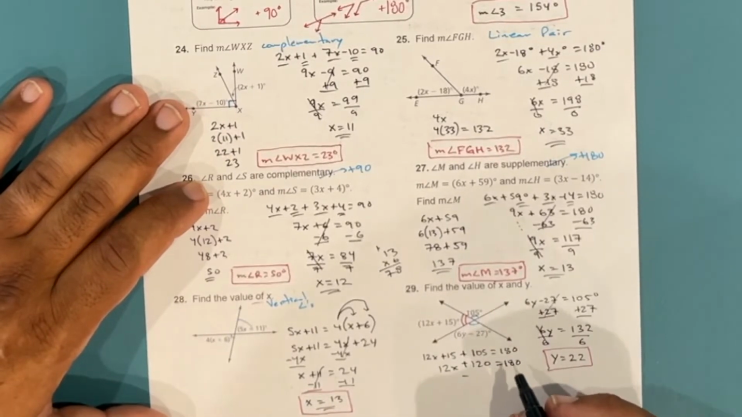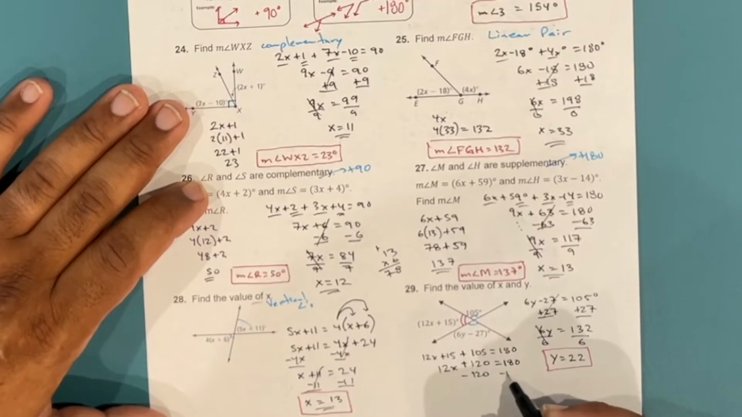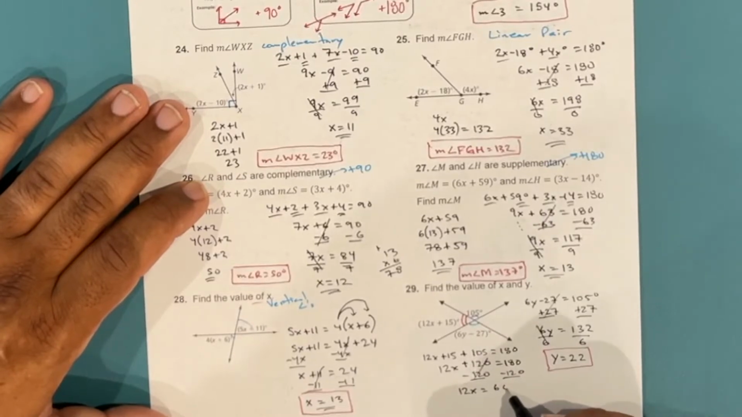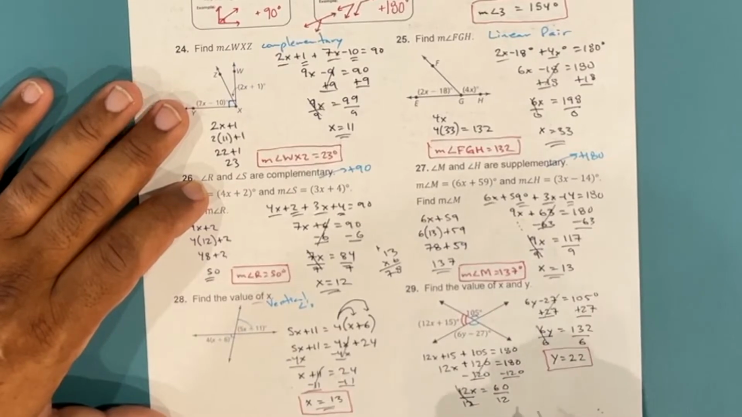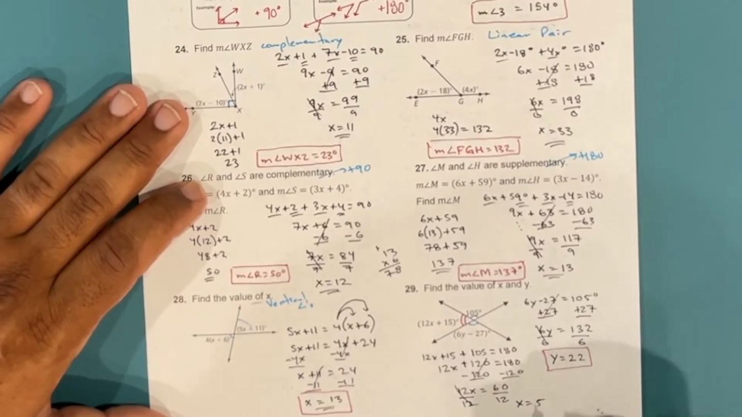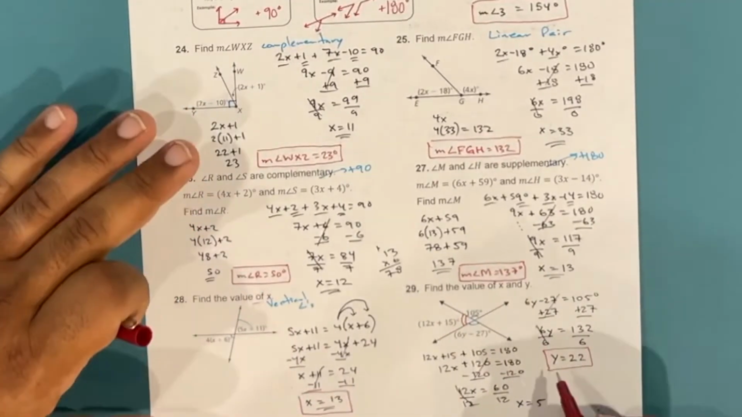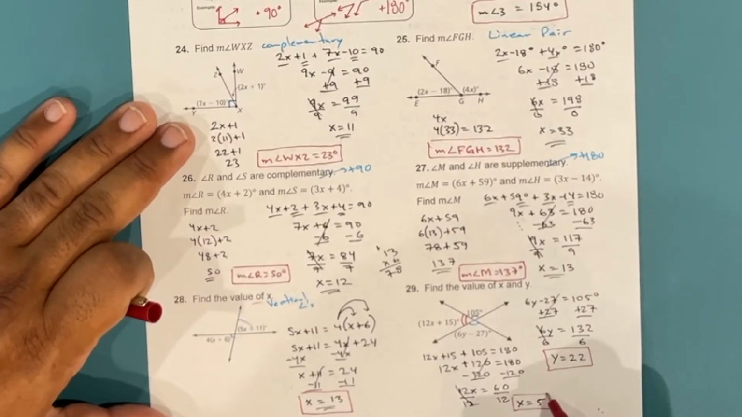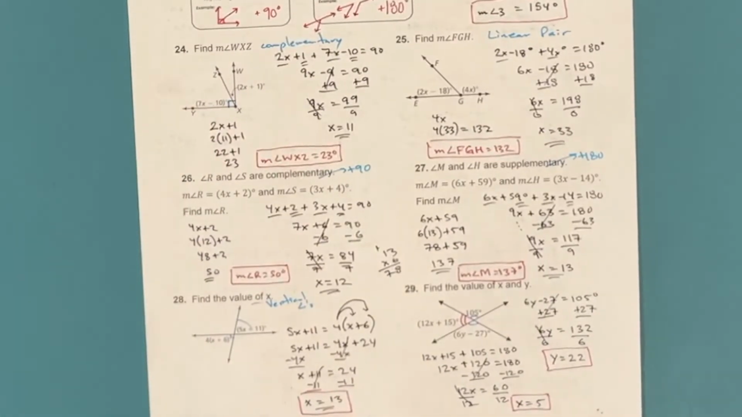Yep, I'm good there. I'm going to subtract 120 from both sides. I get 12x equals 60, divided by 12 on both sides. I get x equals 5. And I have solved the second page of the review. Let's go.